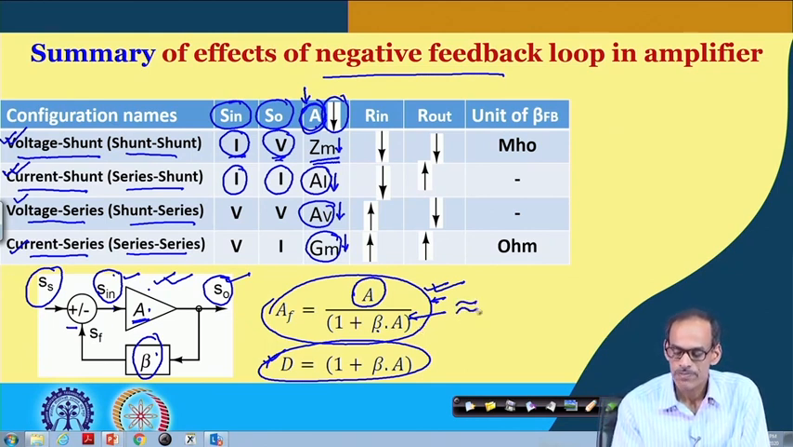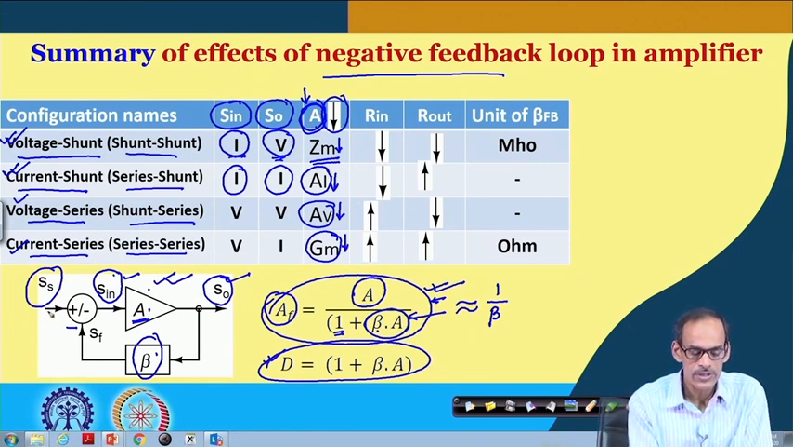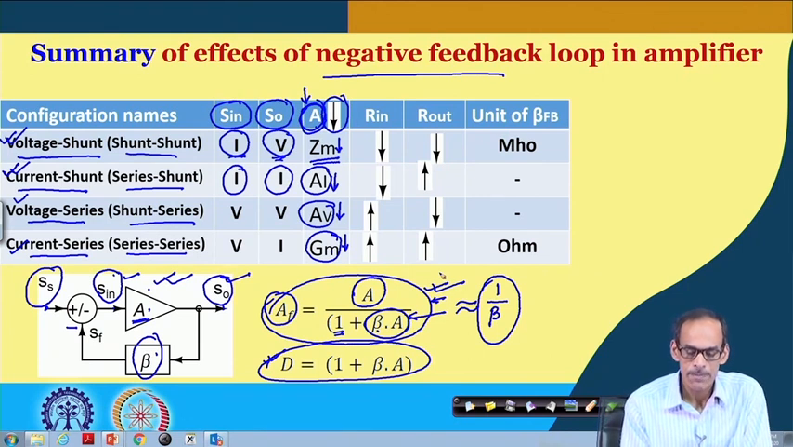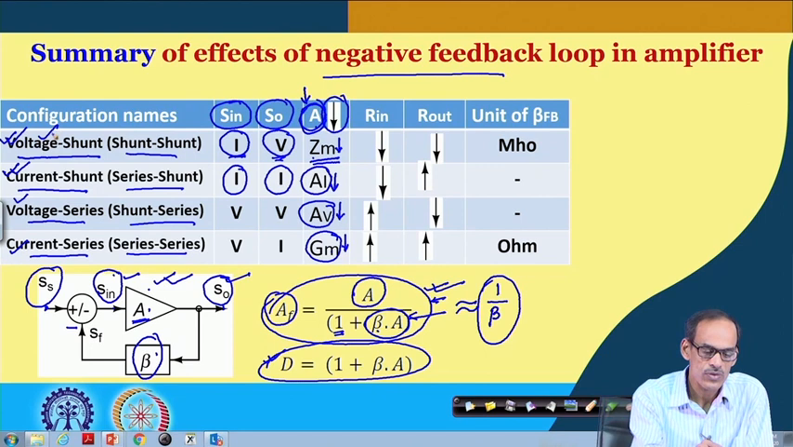What you can say is that if I assume beta into A is much higher than 1, then we can approximate this feedback system gain AF as equal to 1 by beta, which means that the system transfer function from primary input to primary output can be decided by the feedback network. So, if we want to stabilize a specific parameter, say Zm, then we should be selecting the first configuration.